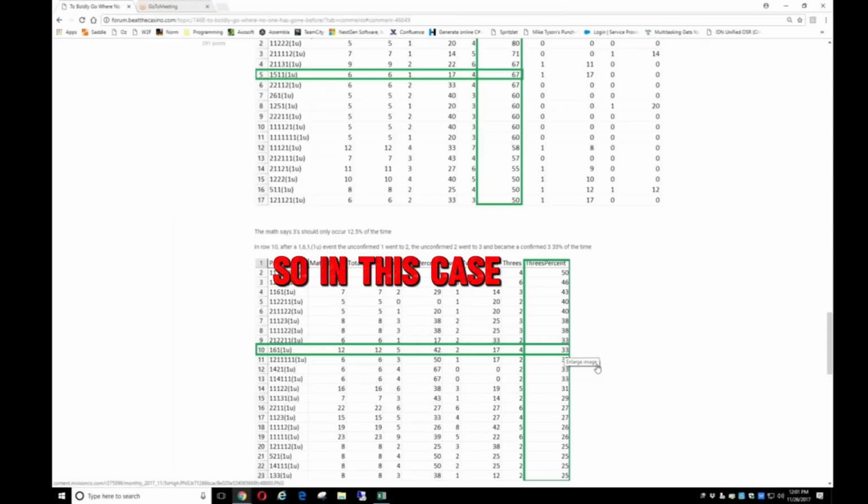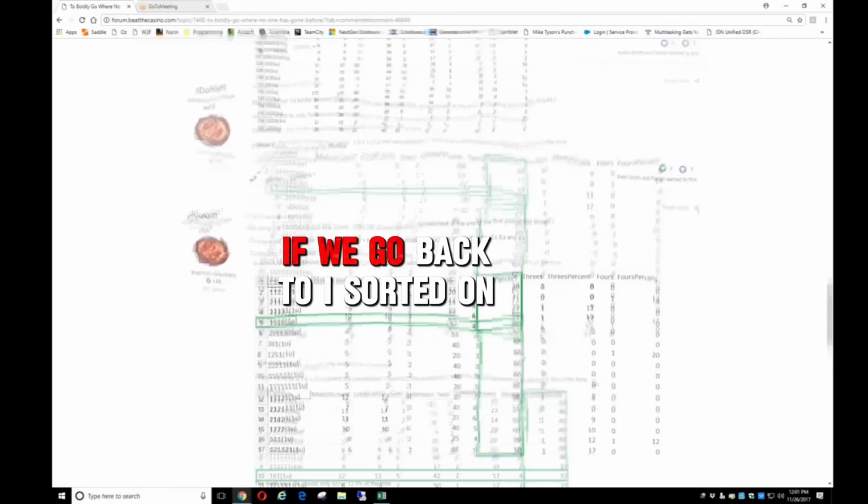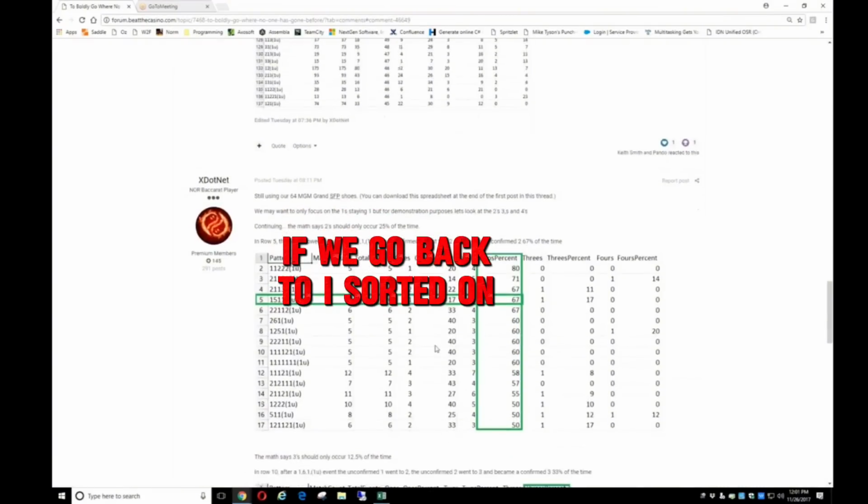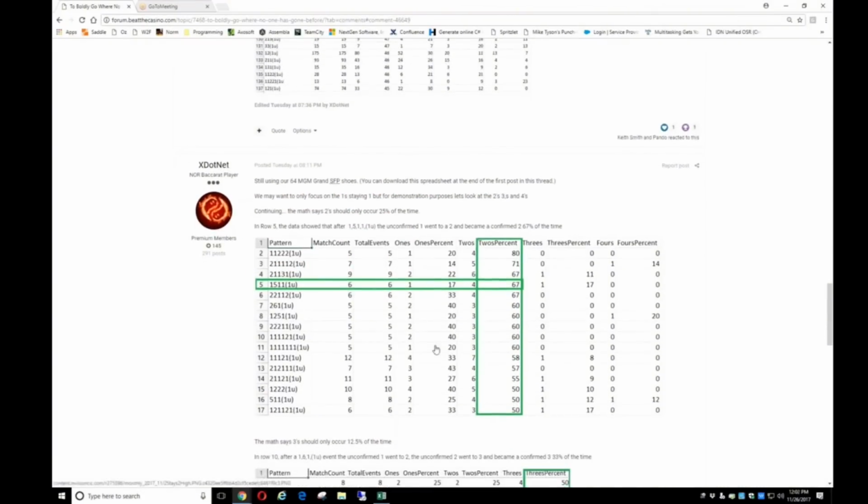So in this case, if we go back to where I sorted on the 2's percents, we have a 1-5-1-1, 1 unconfirmed.